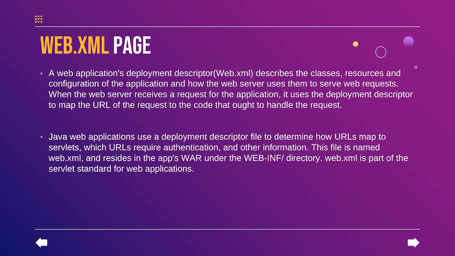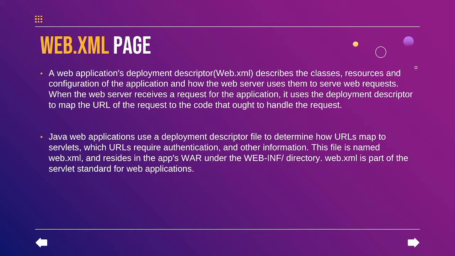So first of all, let's just take a brief description of what basically a web.xml page is. A web.xml page, also known as a deployment descriptor, describes the classes, resources, and configurations of the application and how the web server uses them to serve web requests. When the web server receives a request for the application, it uses the deployment descriptor to map the URL of the request to the code that ought to handle the request.